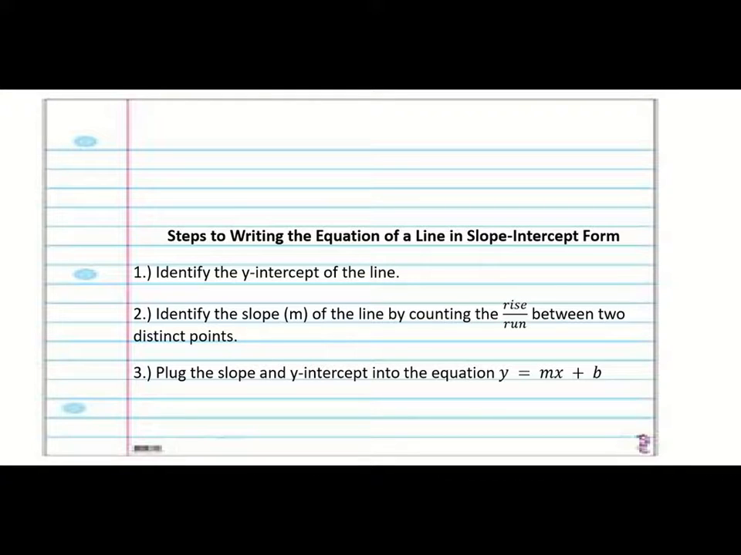When you write the equation of a line, there are certain steps that you want to follow to ensure you write the correct equation of a line in slope-intercept form. The first step is to identify the y-intercept of the line. The y-intercept is the location where it crosses the y-axis. So we're going to look on that vertical axis and see at what point the line is touching that axis. The second step is, after you've identified the y-intercept, to identify the slope of the line. So we're going to pick any 2 points on that line and we're going to count the slope, which is rise over run. Once we know the y-intercept and the slope, we're going to plug those 2 numbers into the equation y equals mx plus b. So let's see how this is done.